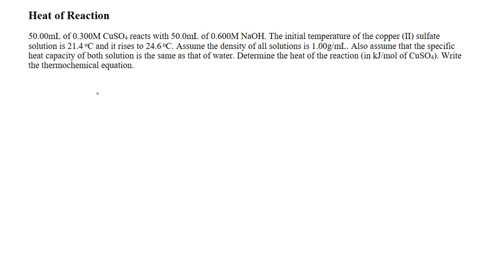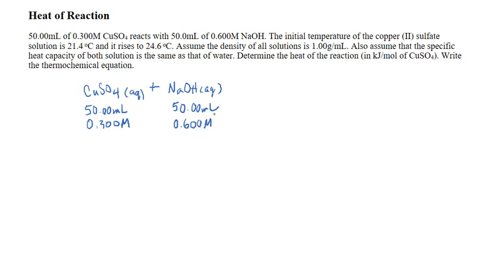In this first example, we're looking at a reaction between copper sulfate as a solution, 50 milliliters of a 0.3 molar solution, and it's being reacted with sodium hydroxide solution. We've got 50 milliliters of each of these. And the concentration of the copper sulfate is 0.3 molar. The concentration of the sodium hydroxide is 0.6 molar.